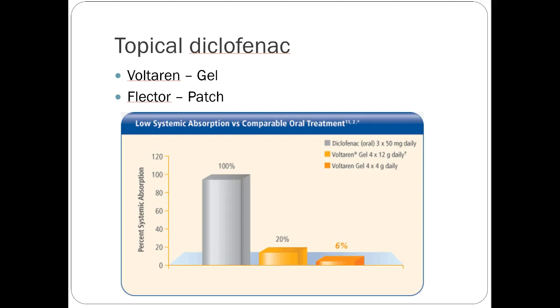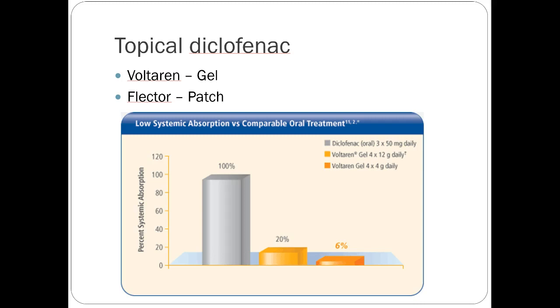Diclofenac, one to keep in the back of your mind as an alternative for people who have problems with taking NSAIDs orally. Now, that could be because of side effects or because of contraindications or something like that. And Voltaren or Flector patches aren't for everyone, but here's just a little chart to show you that if you take diclofenac orally, you get systemic absorption, of course. And if you use the gel, you get 20 or 6%, depending on how much gel you're using a day. And so the gel can be really great for localized osteoarthritis.